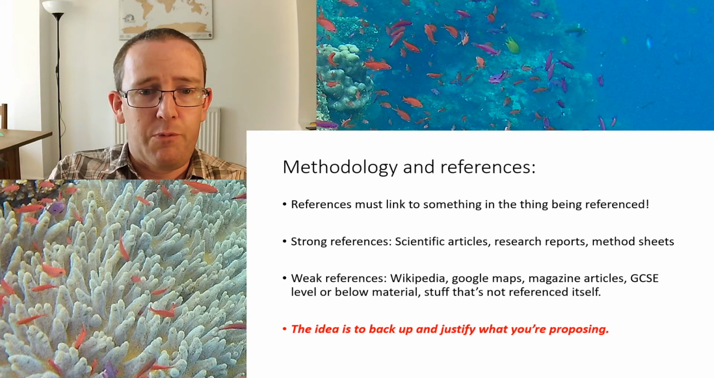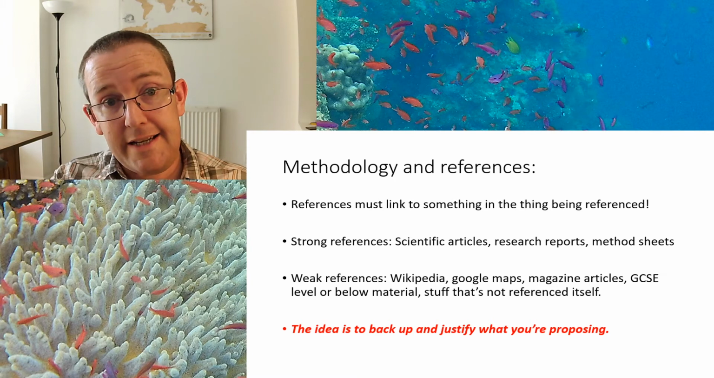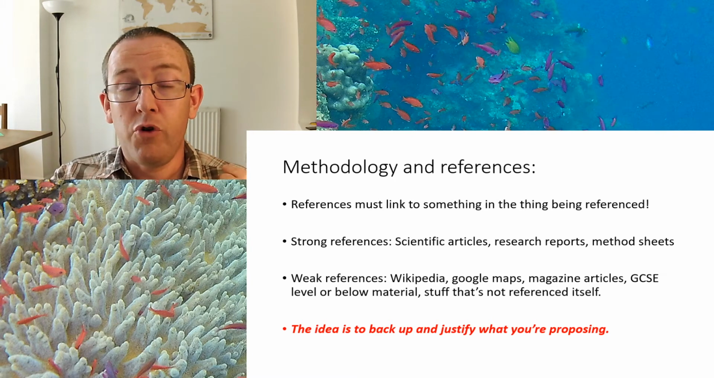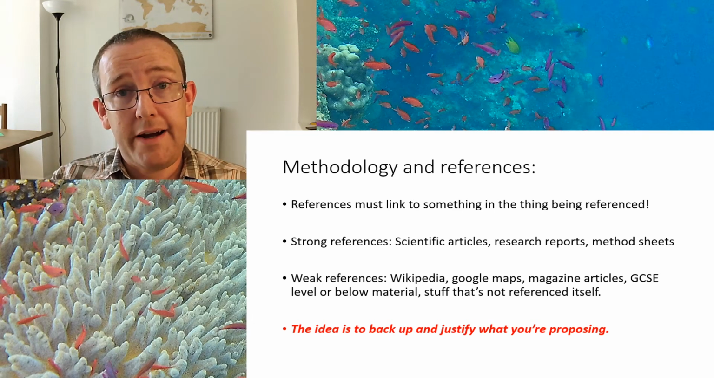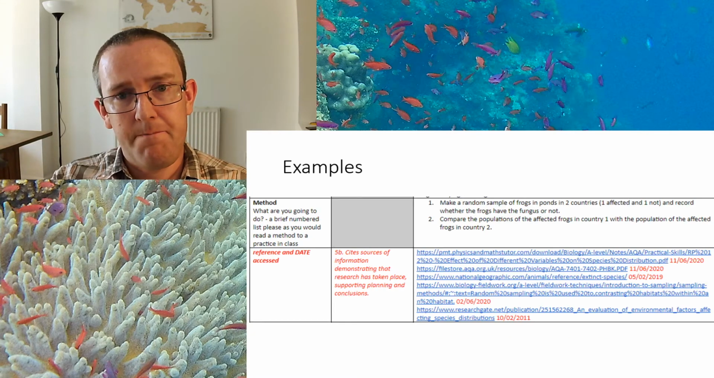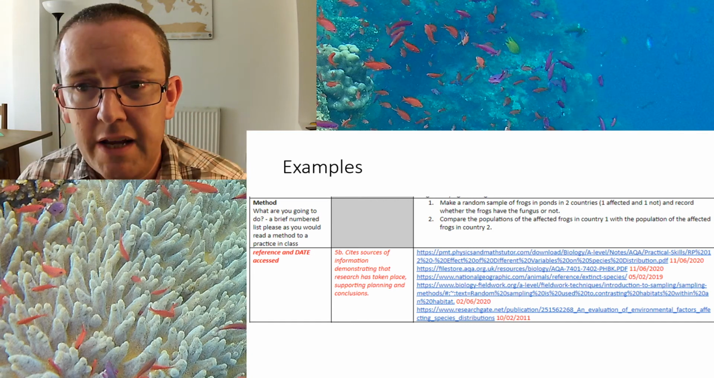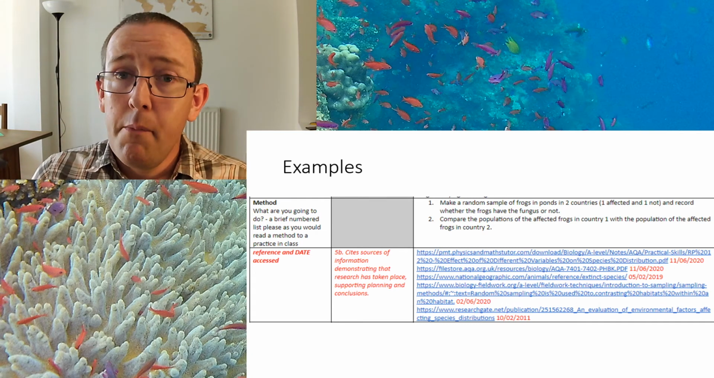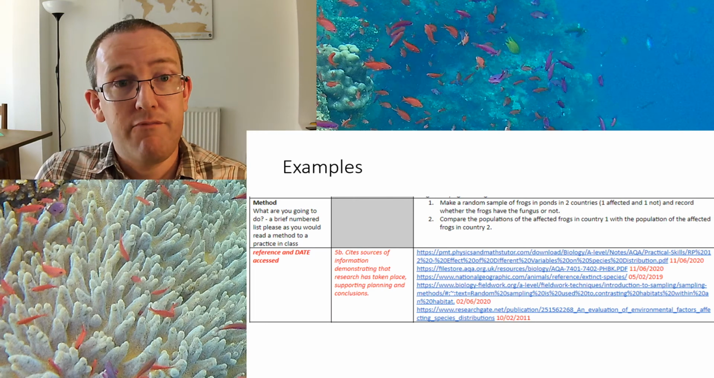Okay, so the idea of a good reference, and what you were getting these CPACs for, and what would have got you sent it back if you didn't achieve this, is to back up and justify what you are proposing. That's what you need to evidence and that's what we need to see. Okay, so let's look at a few examples here. This first one is a weak method. But we weren't looking at strength of methods in this particular experiment. We're looking at strength of references.